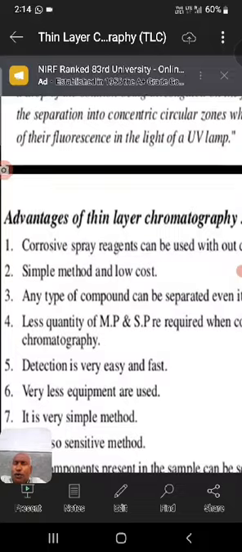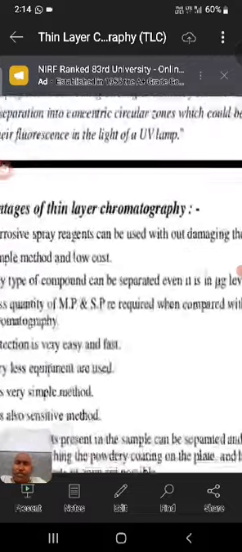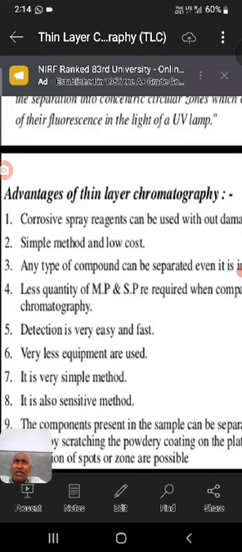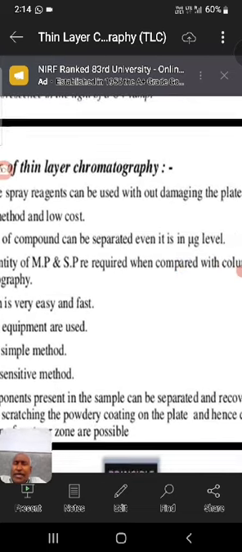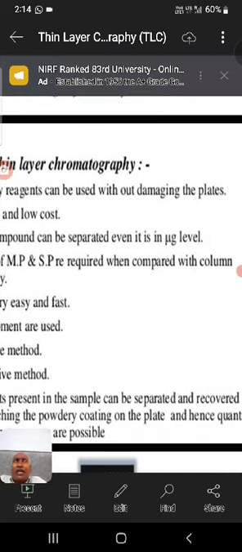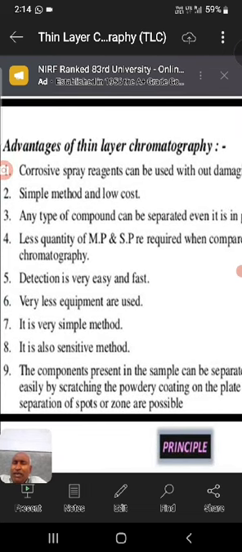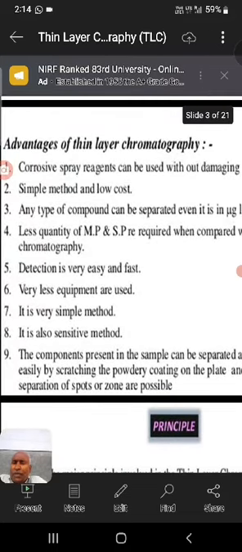The advantages of thin layer chromatography: corrosive spray reagents can be used without damaging the plates. This is one advantage. Another advantage is that it is a simple method and low cost. If you want to use any solvent in other chromatographic separations, it is quite expensive, but this method is simple as well as low cost. Any type of compound can be separated, even microgram and picogram quantities are possible to separate with thin layer chromatography. Smaller quantities of MP and SP are required when compared with column chromatography.